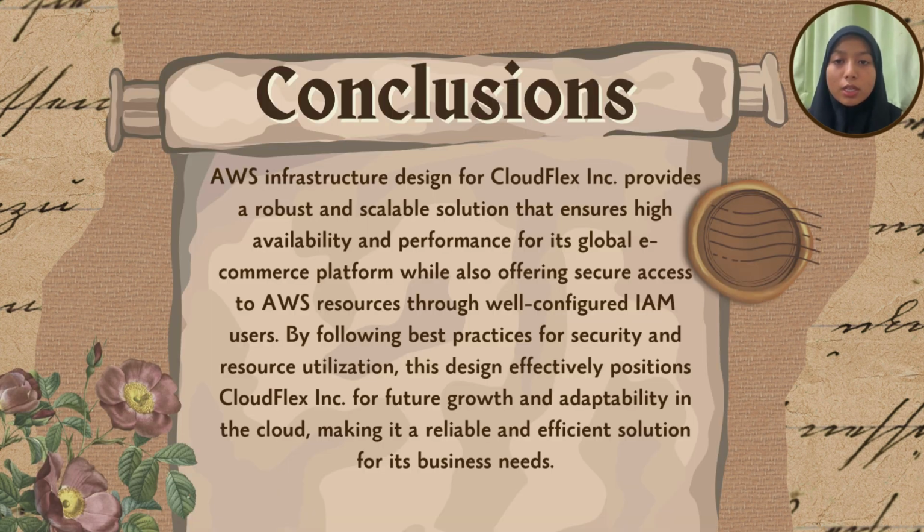For conclusion, the AWS infrastructure designed for Cloudflex Inc. provides a robust and scalable solution that ensures high availability and performance for its global e-commerce platform while also offering secure access to AWS resources through a well-configured IAM user. By following best practices for security and resource utilization, this design effectively positions Cloudflex Inc. for future growth and adaptability in the cloud, making it a reliable and efficient solution for its business needs.